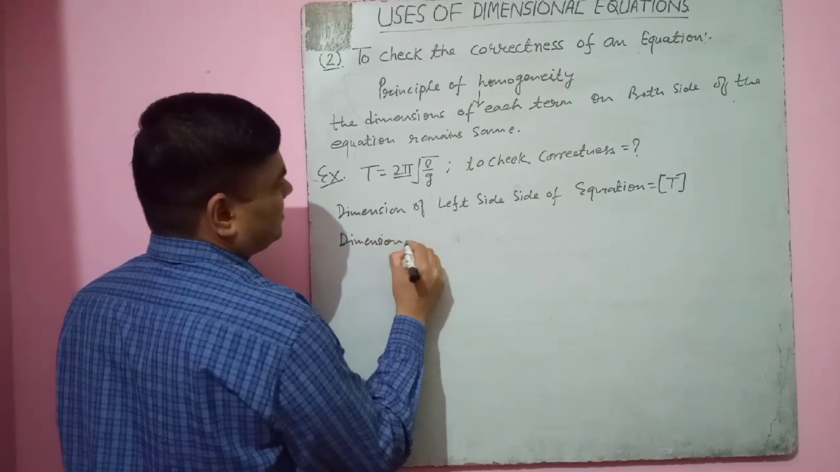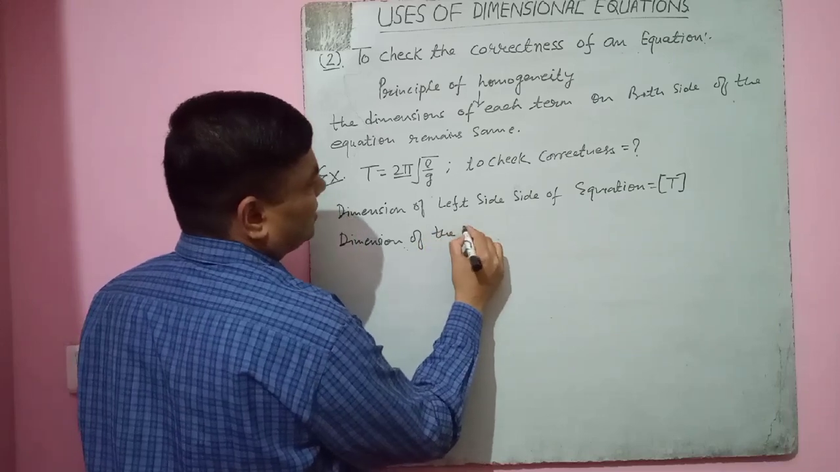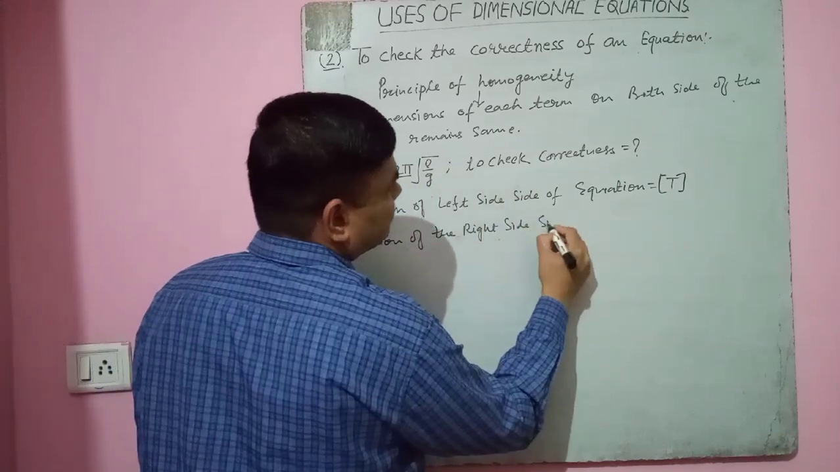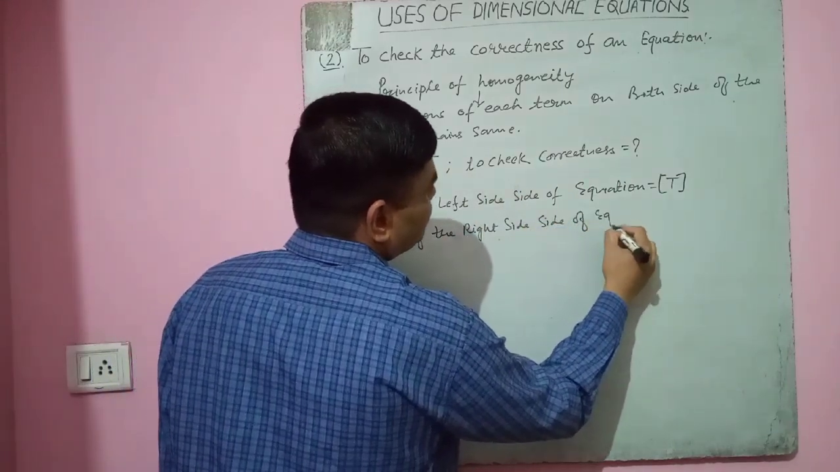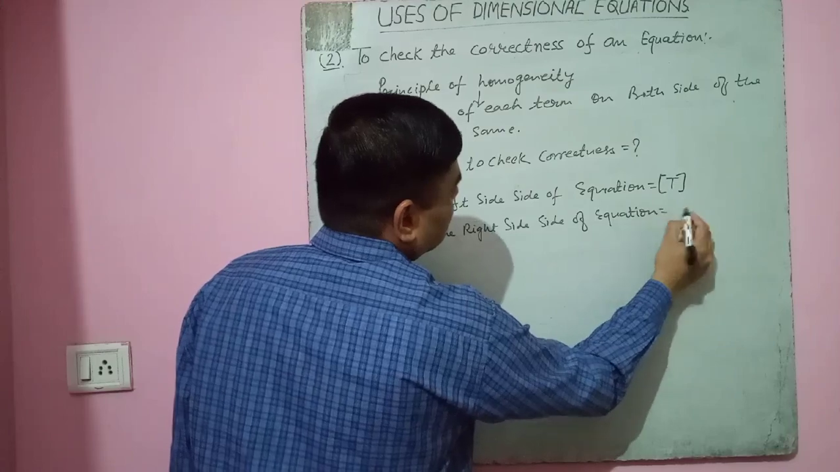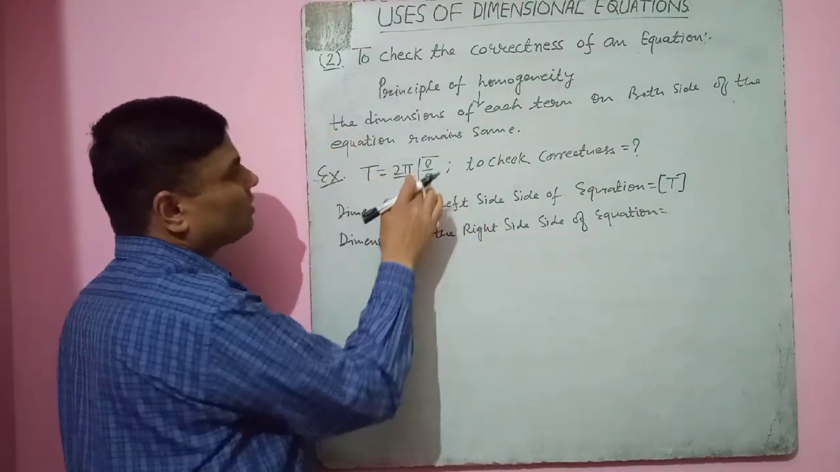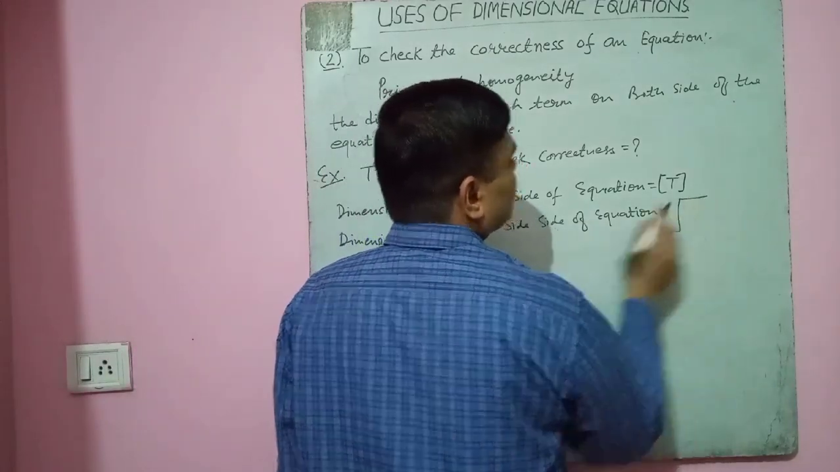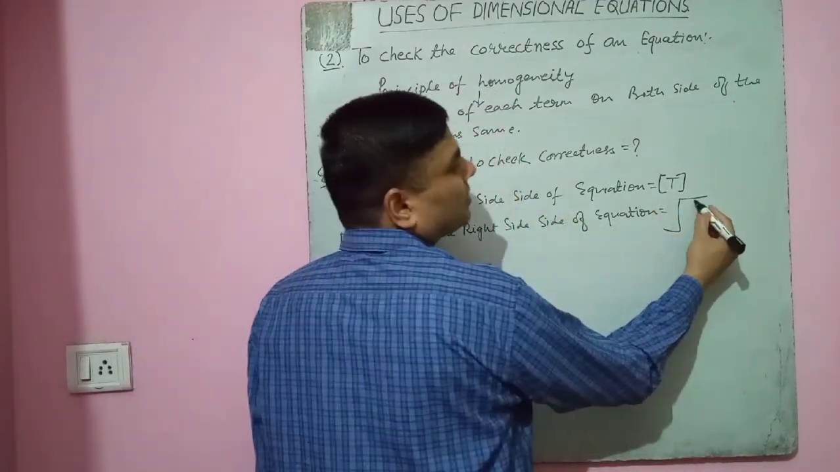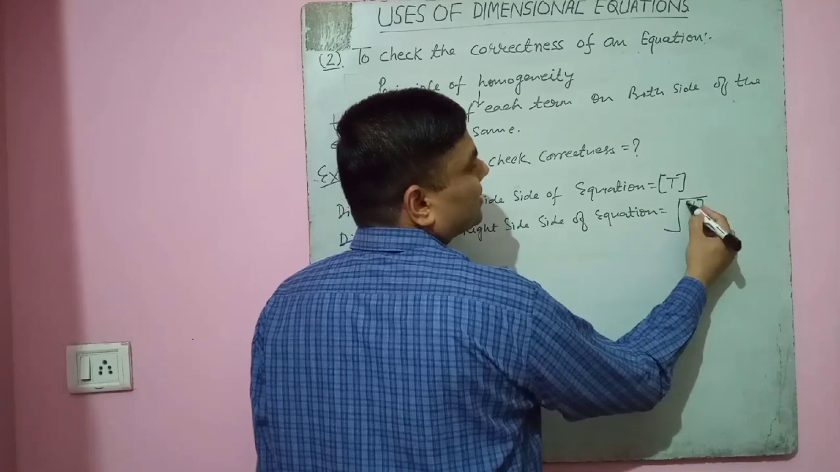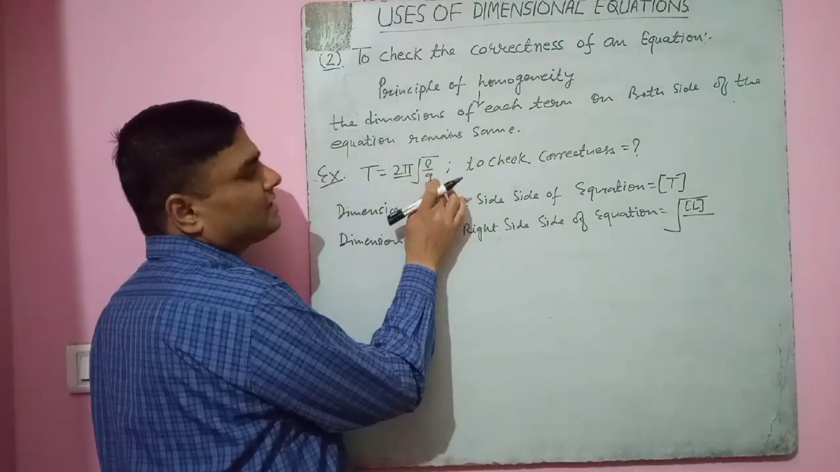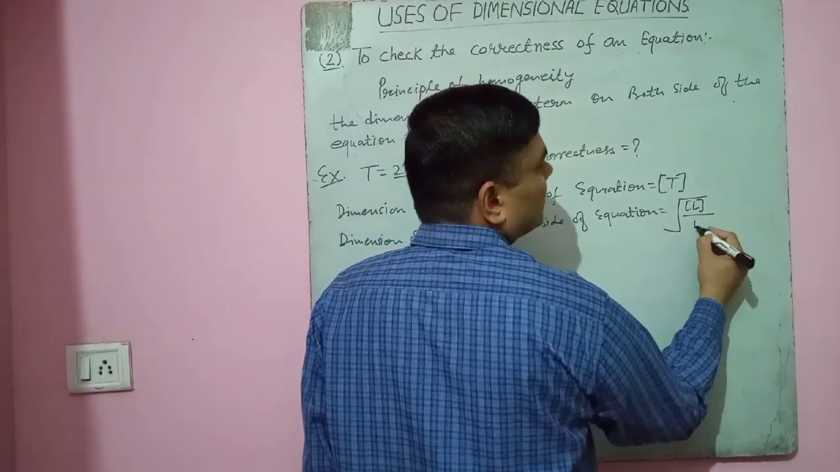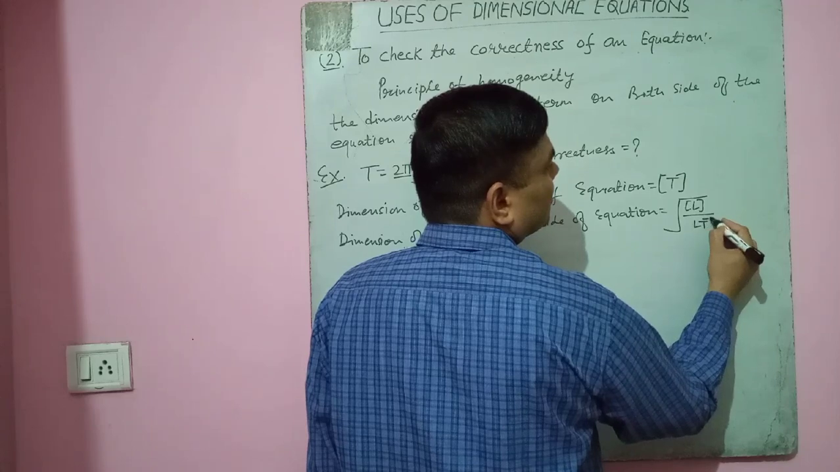So the dimension of the right side of the equation: 2 pi has no dimension, only under root L over g has dimensions. The dimension of length L will be square bracket L, and g is the acceleration due to gravity. Its dimension is L T minus 2.